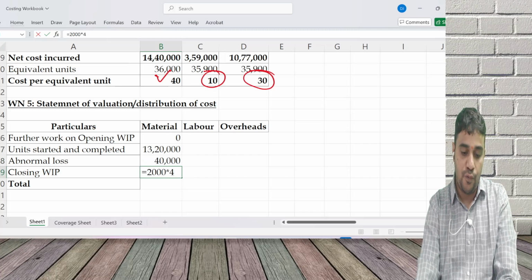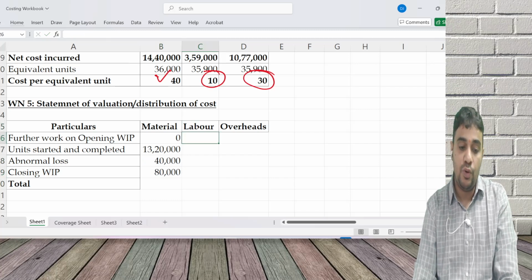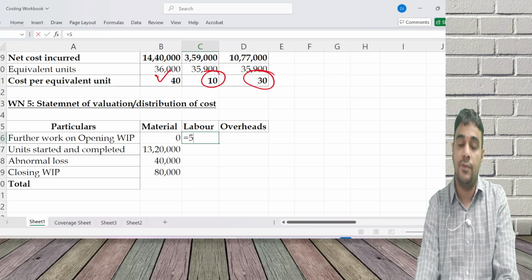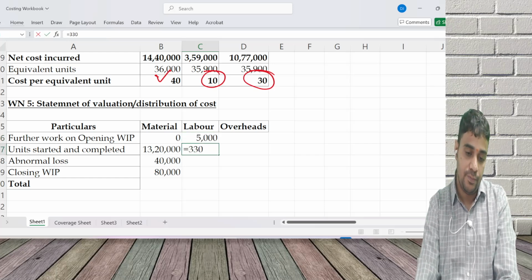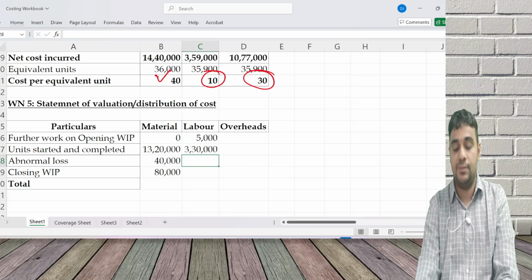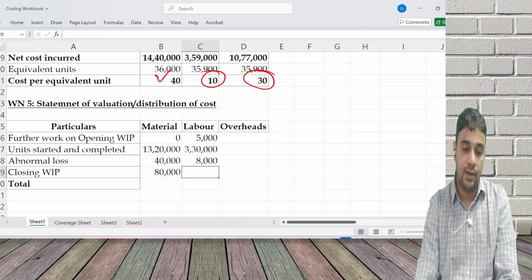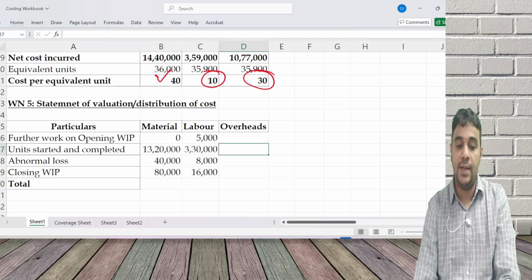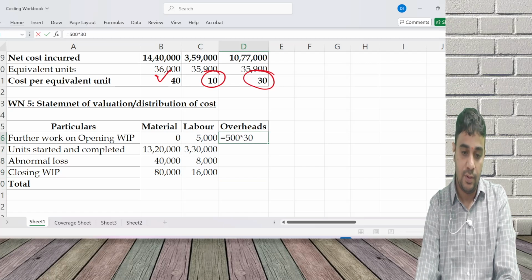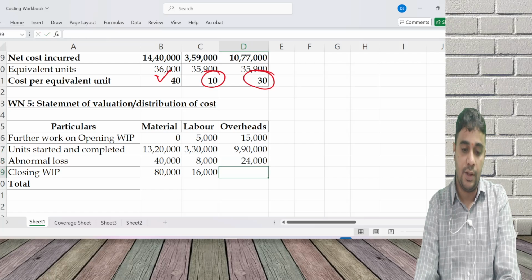Closing WIP, 2000 into 40. Labor column. Further work on opening WIP, how many units? 500 into 10. Units started and completed, 33,000 into 10. Abnormal loss, 800 into 10. Closing WIP, 1600 into 10. Overheads, 30. 33,000 into 30. 800 into 30.